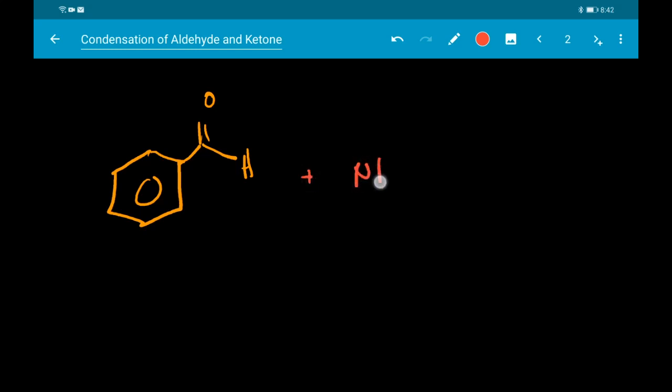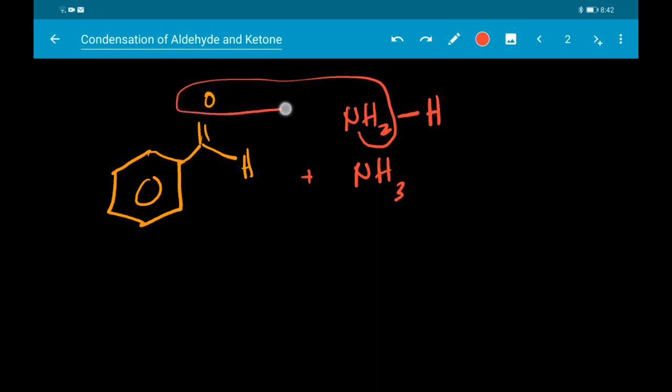Let's take an aromatic aldehyde such as benzaldehyde, and we're going to react it with ammonia, which is NH3. The ammonia can also be written as NH2 attached to hydrogen. The condensation reaction will occur between the H2 from the nitrogen, which is going to react with the oxygen from the carbonyl group, which later on is going to produce water.